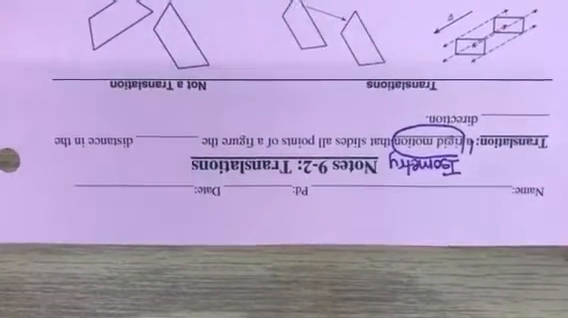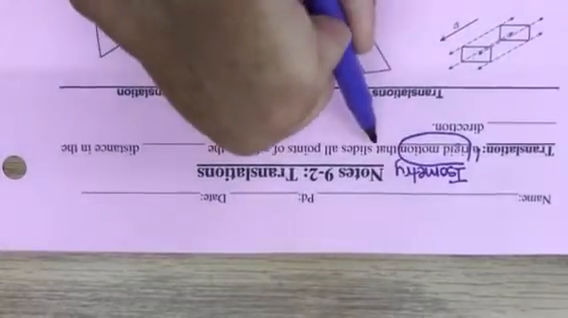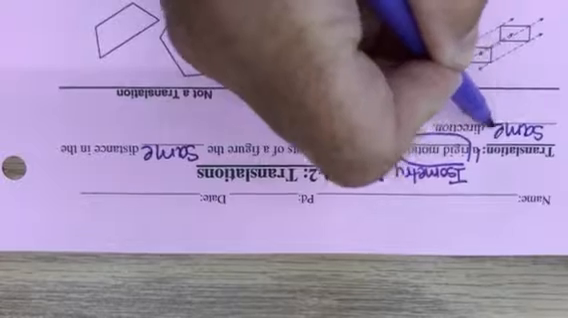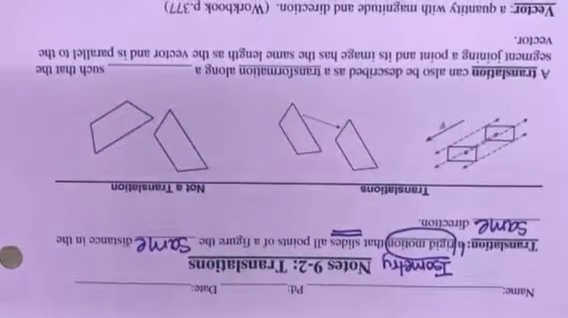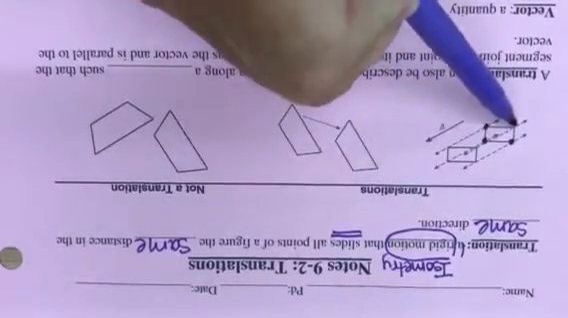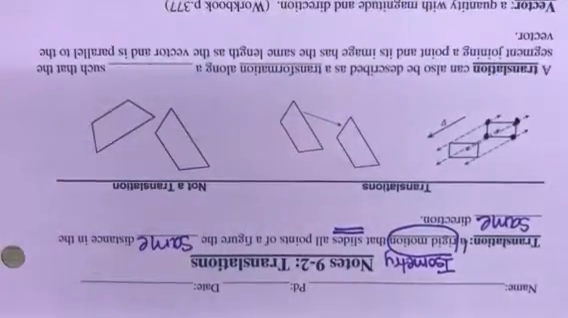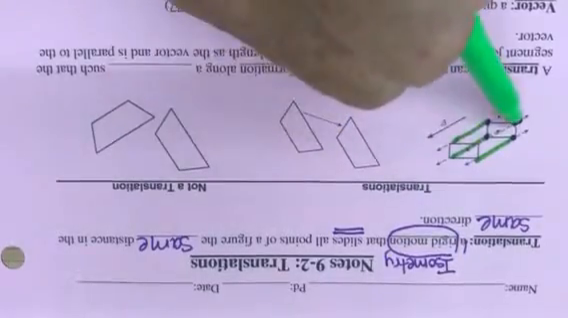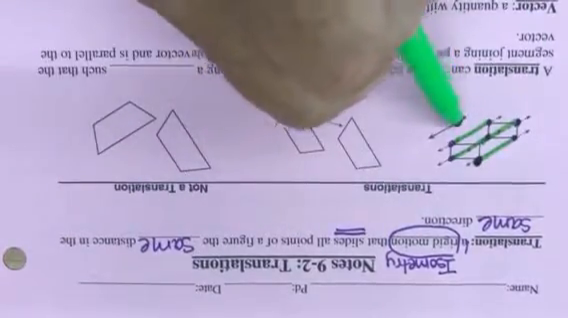A translation is an isometry that slides, so it's a slide, all points of a figure the same distance in the same direction. So this is an example of a translation right here. Each point of the figure has been slid from this point the same distance in the same direction to this point over here. Okay? That's a translation. And when we say that, it's translated along this vector here.